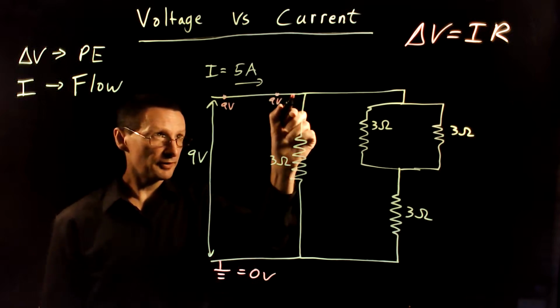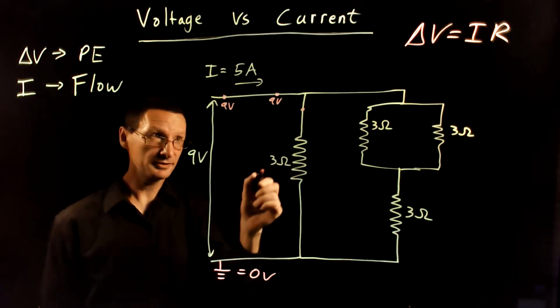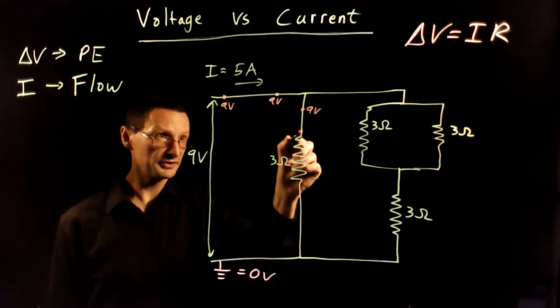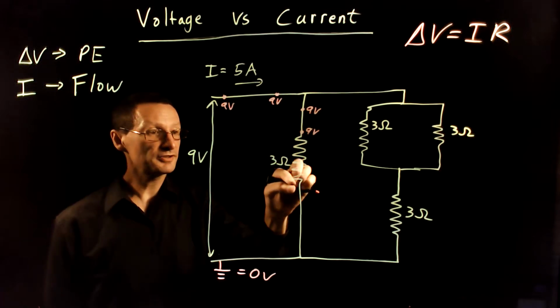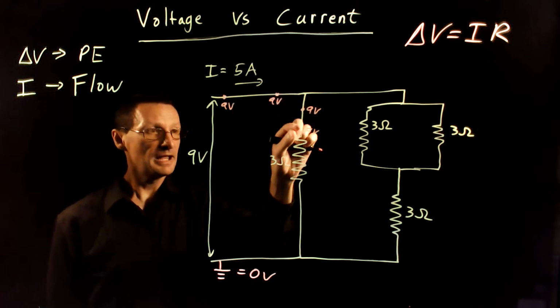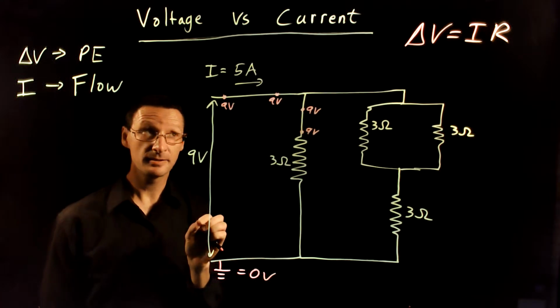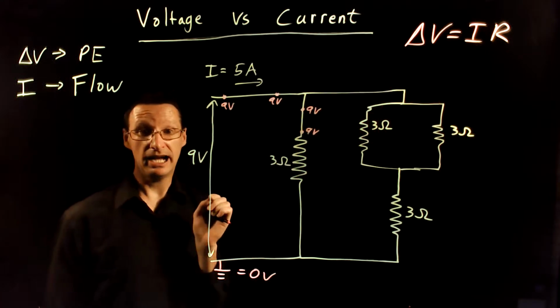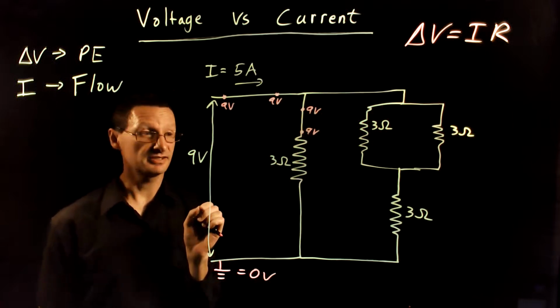If I go from there to there, that also does not take any energy, so again, I'm still at 9 volts. If I go here, I'm still at 9 volts. Now if I go from here to here, imagine a charge going from the top of the resistor to the bottom of the resistor. Now this will apply: I'm going to lose energy. That charge will lose energy as it goes through that resistance.